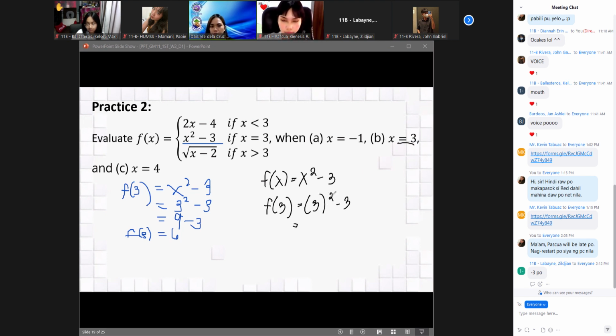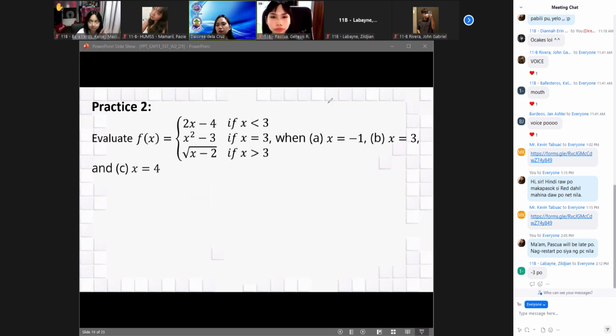3 squared, so dalawang 3. 3 times 3, so we have 9, tama? Hindi siya 3 times 2, ha. Ibig sabihin, dalawang beses uulitin si 3, kaya 3 times 3. And then minus 3, so the answer is 6. So therefore, yung answer ni Jen is correct. Okay? So for letter C naman, x is equal to 4. Sige nga, Kelsey, anak, pakitry. Sige, annotate mo din yung screen ko.